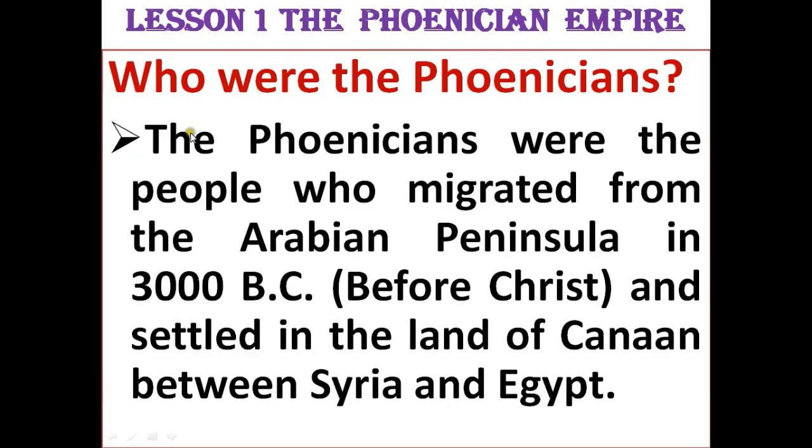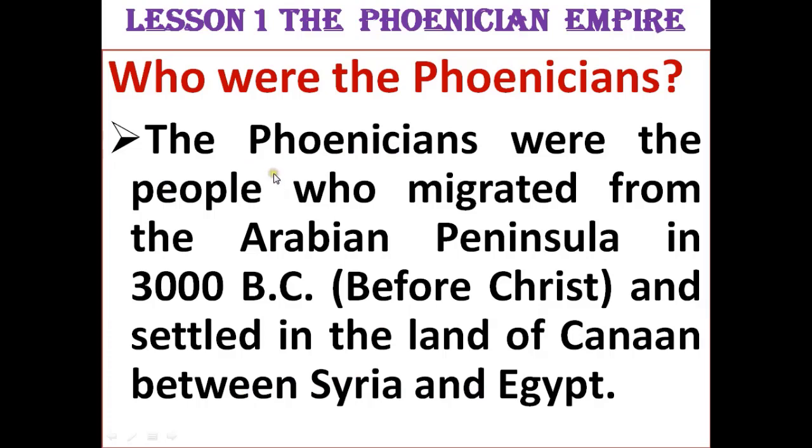The Phoenicians were the people who migrated from the Arabian Peninsula in 3000 BC. This BC refers to before Christ. Before Christ is like the time before Lord Jesus. They settled in the land of Canaan between Syria and Egypt. So this is about the Phoenicians.